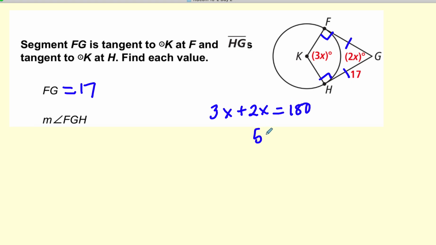So this will be 5x is equal to 180, and x is equal to 36, since 5 goes into 180 36 times. And once I put 36 back into here, the answer will be 72 degrees. So that's how big FGH is.